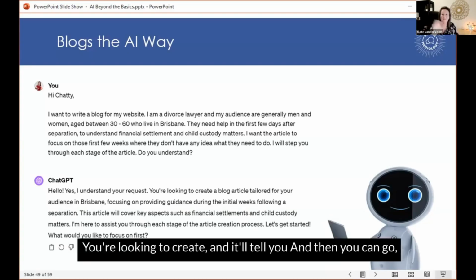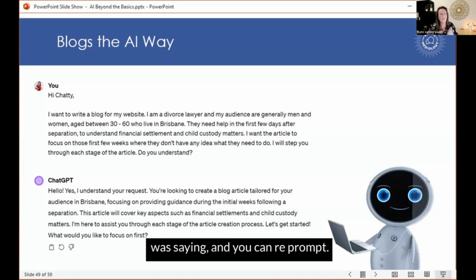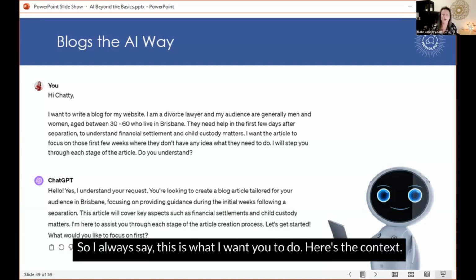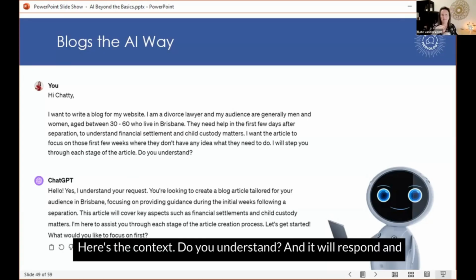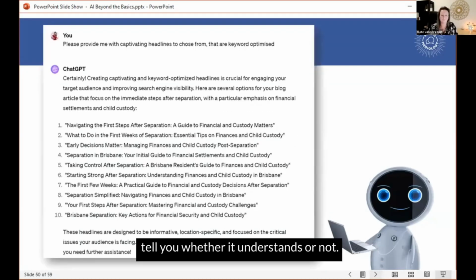You're looking to create, and it'll tell you, and then you can go, no, you didn't quite get what I was saying, and you can re-prompt. So I always say, this is what I want you to do. Here's the context. This is your job. Here's the context. Do you understand? And it will respond and tell you whether it understands or not.